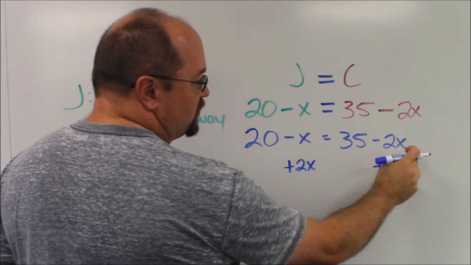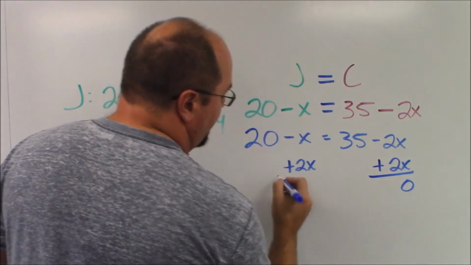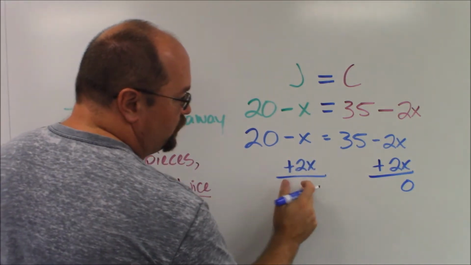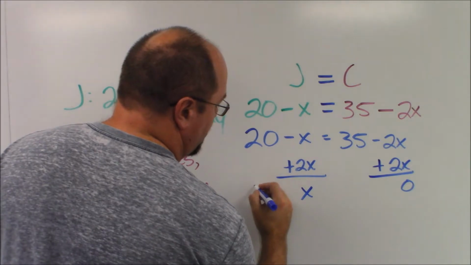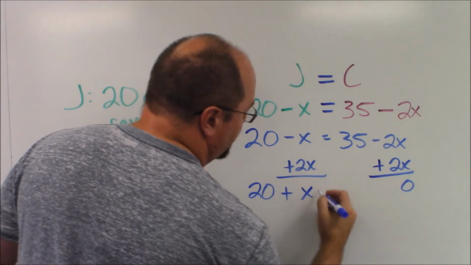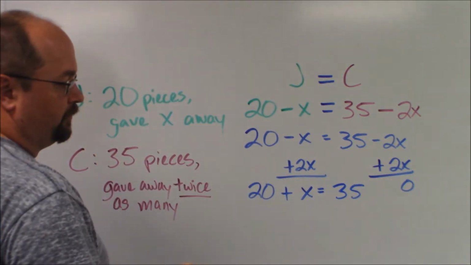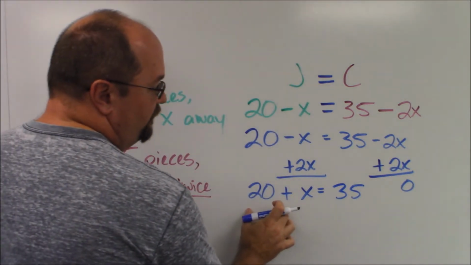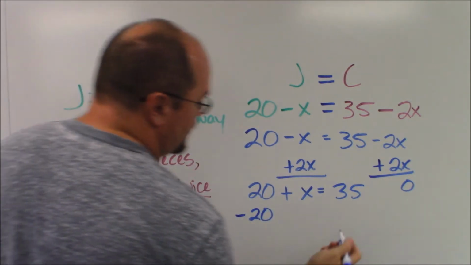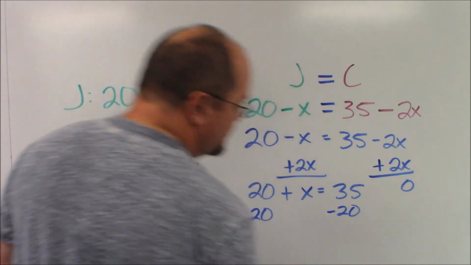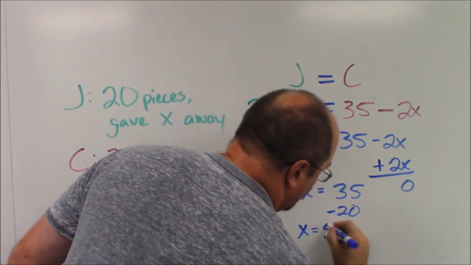So here I've got minus 2X, so if I add 2X to it, that's going to give me 0. And if I've got negative X and I add 2X, that's going to just give me X. Okay? So I'm going to have 20 plus X is equal to 35. All right? Now I need to combine my constants, so I'm going to subtract 20 from the left side and subtract 20 from the right side. So X equals 5.